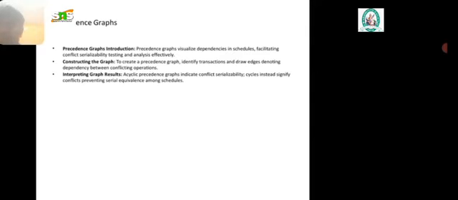Next is the precedence graph. In the introduction, it visualizes dependencies in a schedule and facilitates complex serializability testing and analysis effectively. To create the precedence graph, identify the transactions and draw edges denoting the dependency between conflicting operations. Interpreting the graph result: it indicates conflict serializability, and the absence of cycles means conflicts are prevented and serial equivalence exists among the schedules.